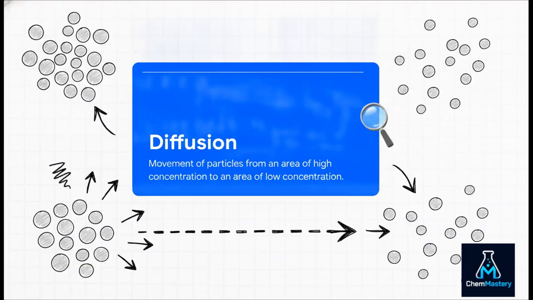To solve the mystery of those traveling perfume molecules, we have to nail down the absolute foundational rule of particle movement. The big concept here is diffusion. What is it? Diffusion is simply the movement of particles from an area of high concentration to an area of low concentration. You definitely want to highlight those two exact words in your notes, diffusion and concentration.